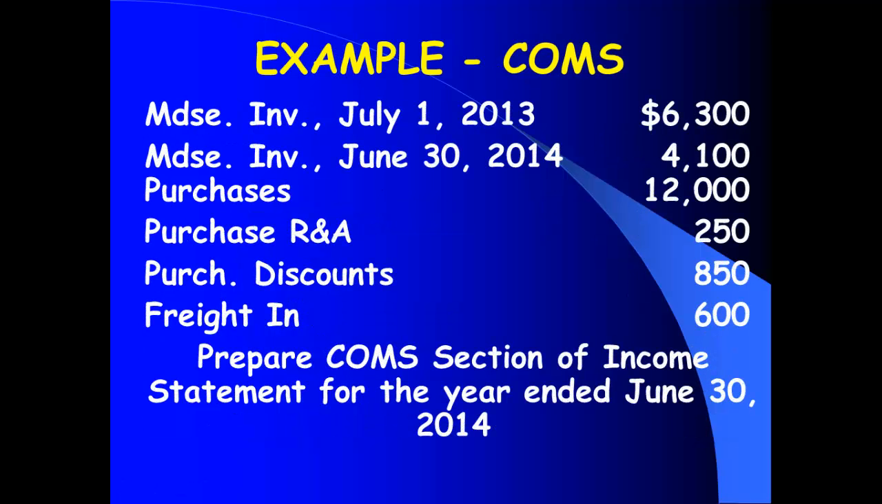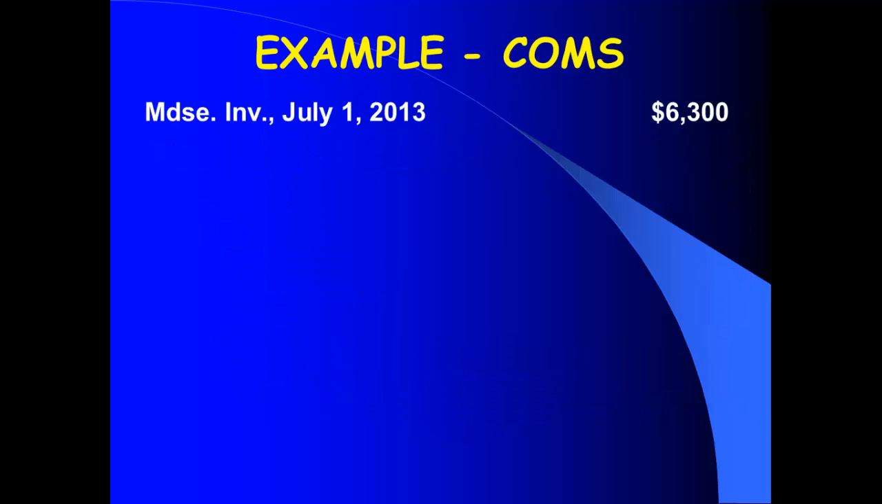Let's do an example. I've given you some data. Let's calculate the cost of goods sold in this example now. First off, my beginning inventory. Now I'm going to write merchandise inventory, comma, and then the beginning date. In this case, this is for the fiscal year that begins on July 1st and ends on June 30th. So I had 6,300 to begin with.